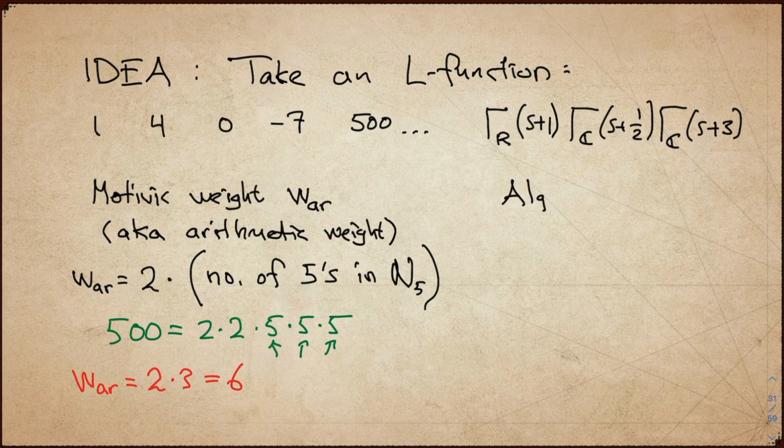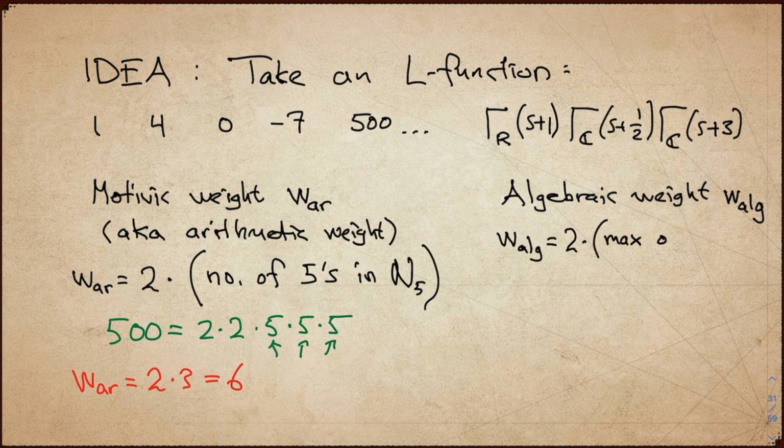The other kind of weight is called algebraic weight, written W subscript alg. Here, the idea is that W alg is 2 times the max of the gamma C terms. And by gamma C term, I mean these numbers added onto s inside a gamma C factor. So here, these terms are 1/2 and 3. The max is 3, and the algebraic weight is 2 times 3, that's 6.